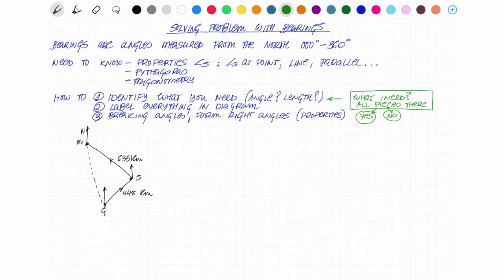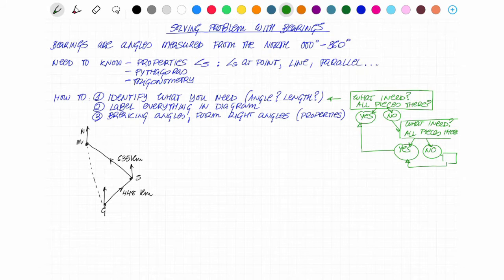Then you're going to repeat the process again. Okay, what do I need to get that piece that I'm missing? And you're going to repeat the process. Are all the pieces there? It could be that you got them or no, and then you repeat that process. It would get to a point that you actually have all the pieces, so you can work backwards to get whatever it is that you need.